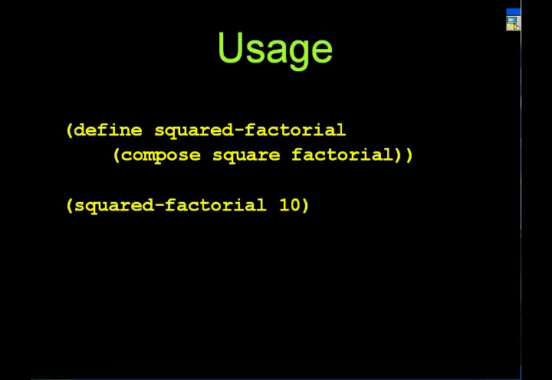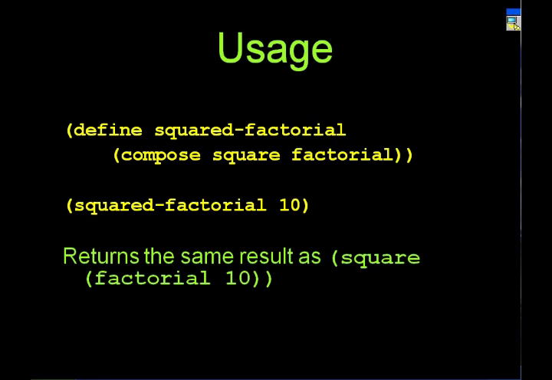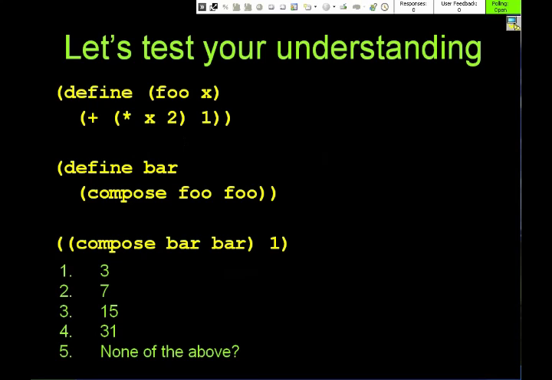What's the answer? Okay, you return the same answer as square of factorial 10. So notice the following. Composition is not commutative, right? Which means that you cannot happily swap around the two pieces, unless the functions themselves are commutative, then you can swap. But typically, composing square of factorial and composing factorial of square are not the same thing. Right? Okay, so now let's test understanding.